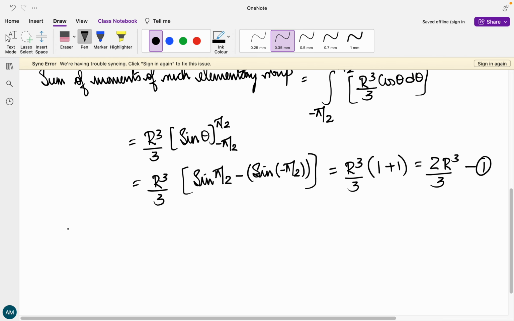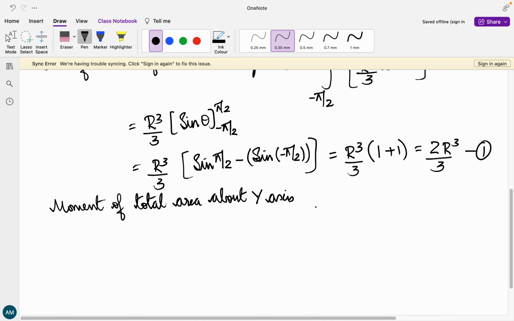The next thing is the moment of the total area about the y axis. What is the total area? The semicircle is pi r square divided by 2, into the centroid. Let us just call it x bar. Call this equation 2.